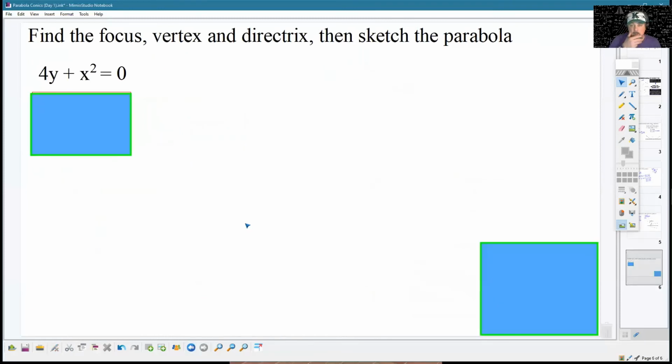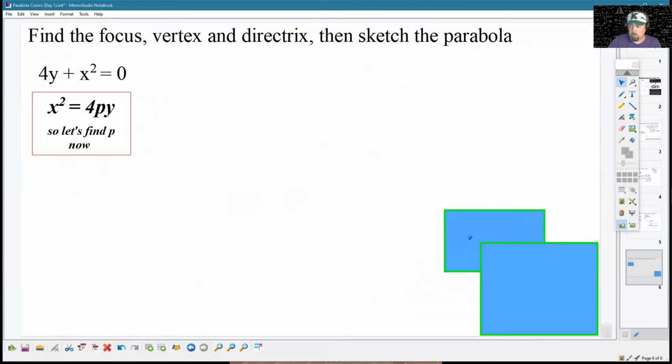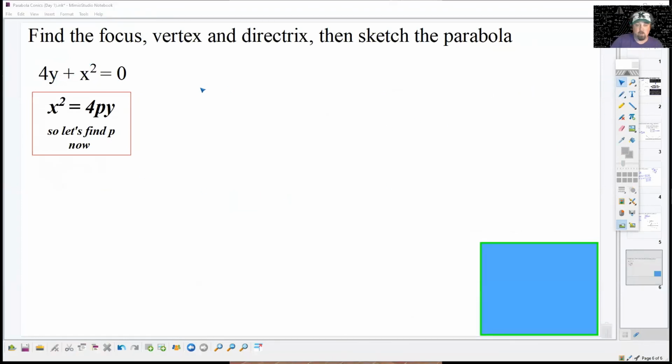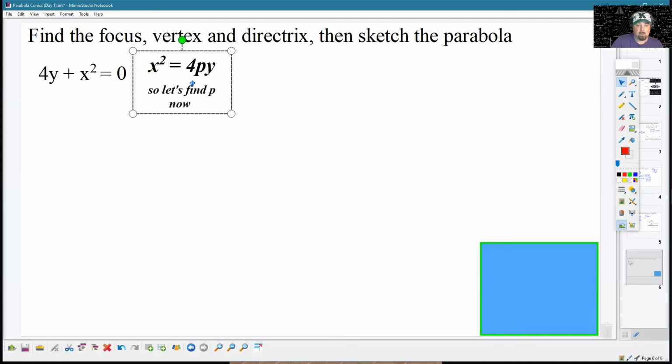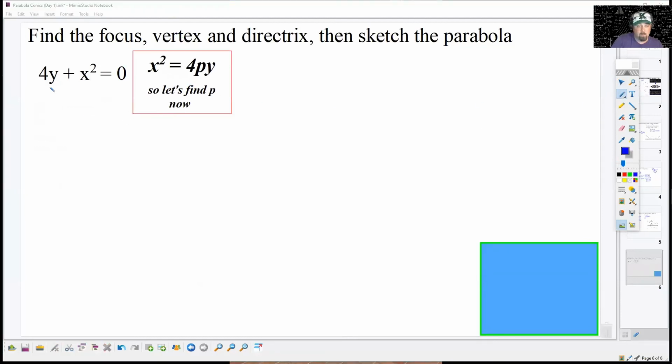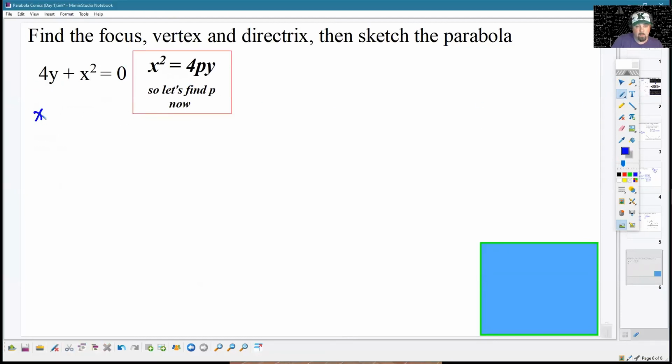So find the focus, vertex, directrix, and sketch, just like we did last time. This one's a little bit different because we've got a plus in here, okay? But we have x squared still. So that means this is still a parabola. To get this the way that we want to see it, we've got to get this x squared by itself. So what do we do to get that x squared by itself? Well, we've got plus 4y. So this is x squared equals negative 4y.